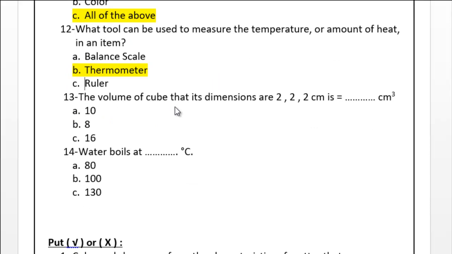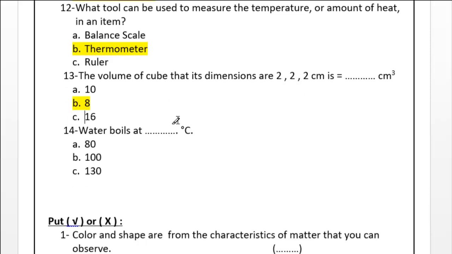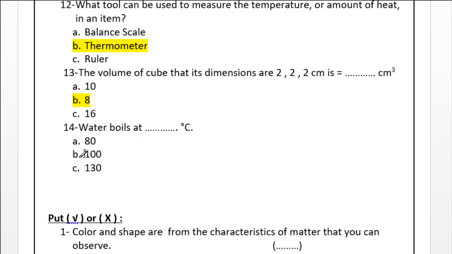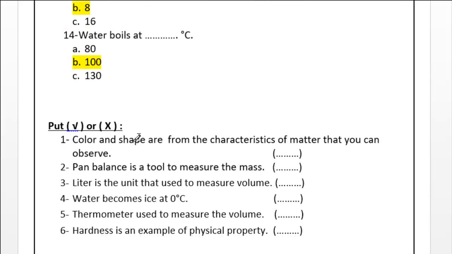The volume of a cube whose dimensions are 2 centimeters: this is the length, width and height. So it will be 2 times 2 times 2 equals 8. Water boils at, that's right, 100 degrees Celsius and freezes at 0 degrees Celsius. Don't forget this point: water boils at 100 degrees Celsius and freezes, converting to ice, at 0 degrees Celsius.